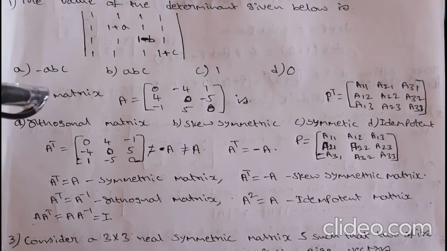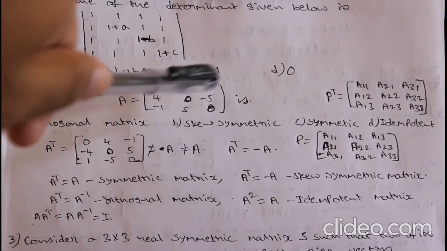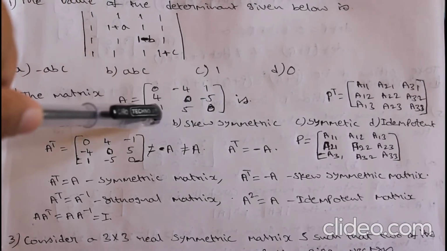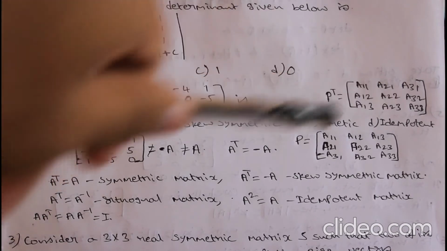Now look at question number 2. The matrix A is equal to the given 3 by 3 matrix: 0, minus 4, 1; 4, 0, minus 5; minus 1, 5, 0. The given options are: A, orthogonal matrix; B, skew symmetric matrix; C, symmetric matrix; D, idempotent matrix.